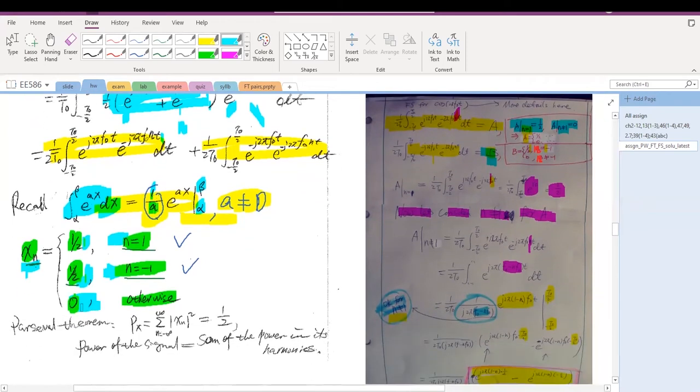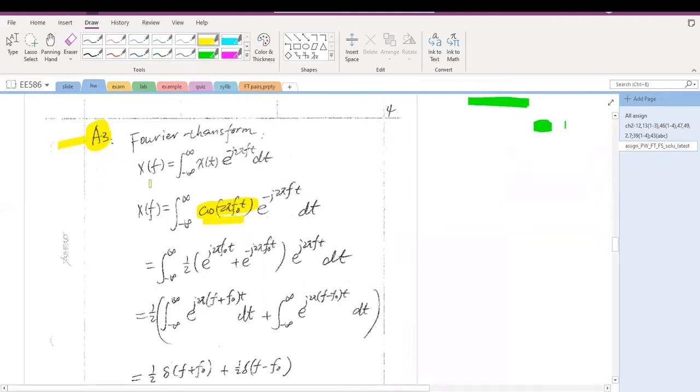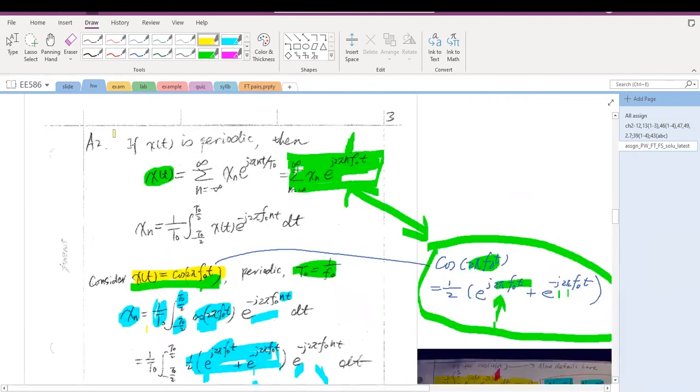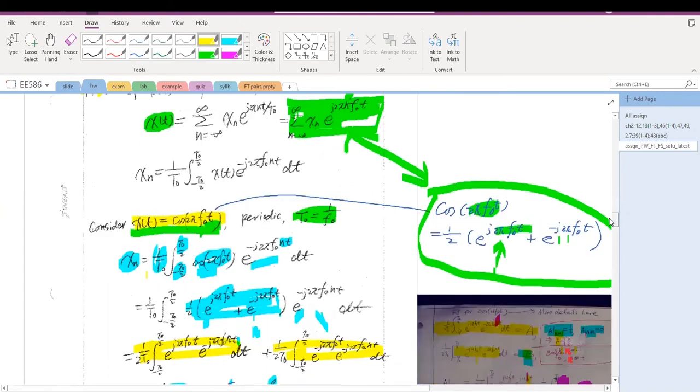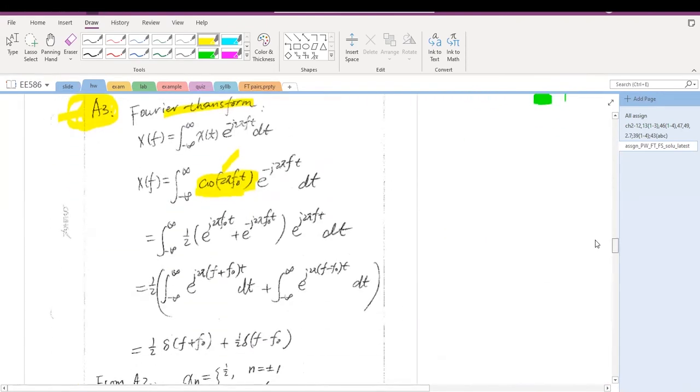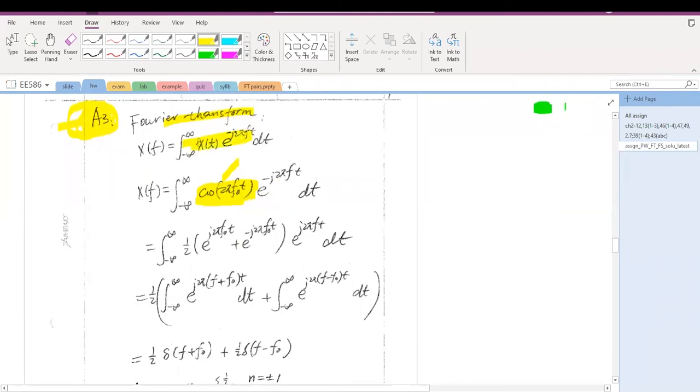This question A3 is to find the Fourier transform for cosine 2 pi f naught t. And we know that cosine 2 pi f naught t is a periodic signal, and it can be expressed by the Fourier series expression. These two questions, A3 and A2, are to make the connection between the Fourier series and Fourier transform. Now first let's look at the Fourier transform of the cosine signal, and this is the definition.